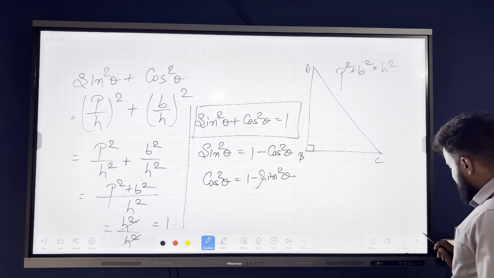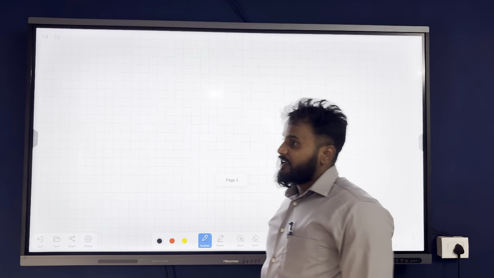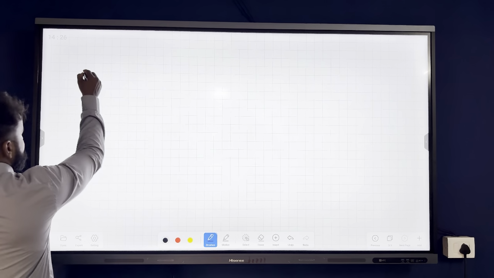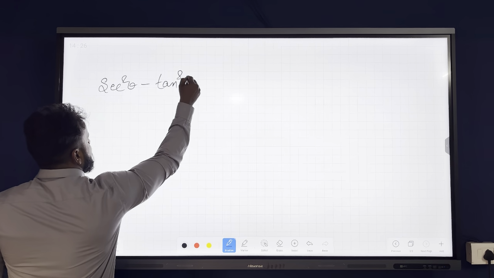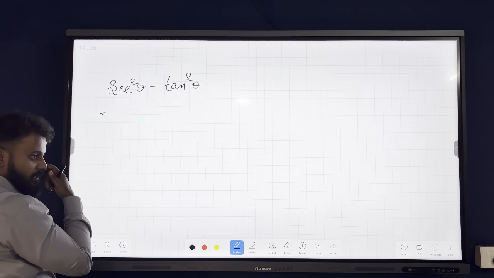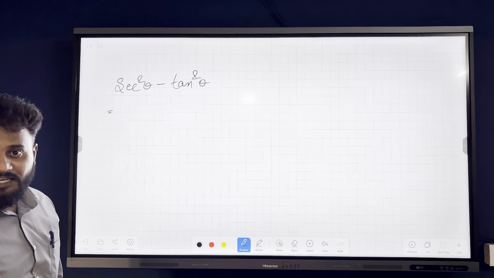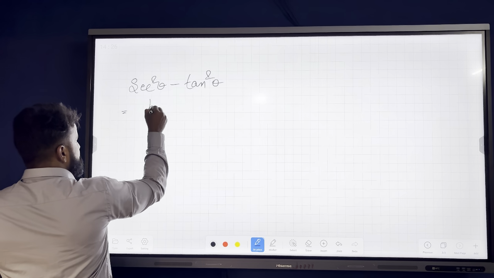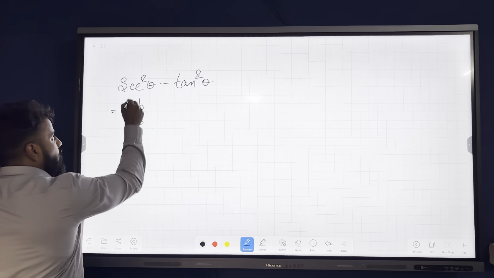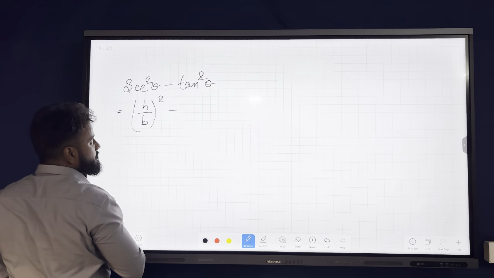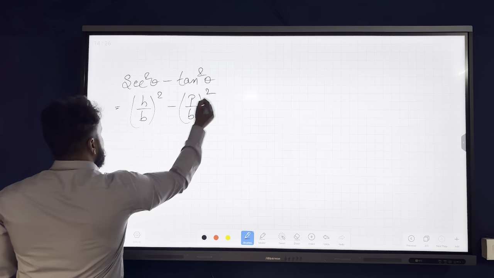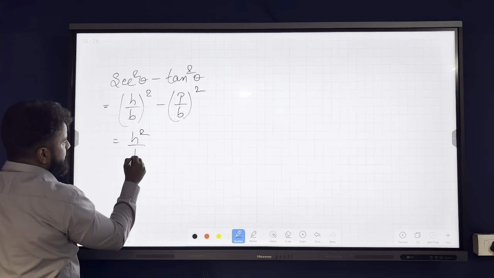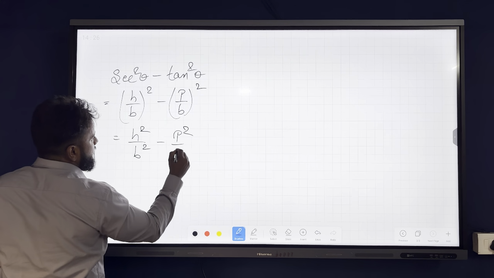Okay, now the second thing he had done: he had subtracted, that is sec square θ minus tan square θ. What is sec θ for us? It is the opposite of cos θ, so we can write h by b, whole square. Now this one is tan θ. Tan θ we know is p by b, whole square. So we can write h square by b square minus p square by b square.